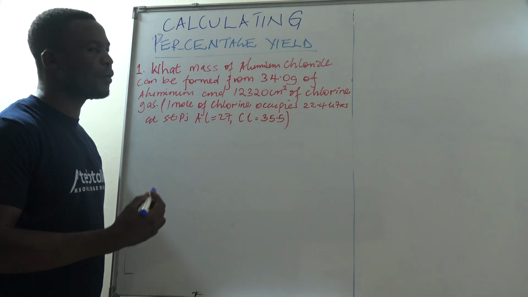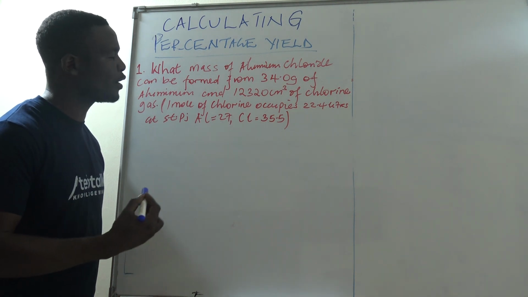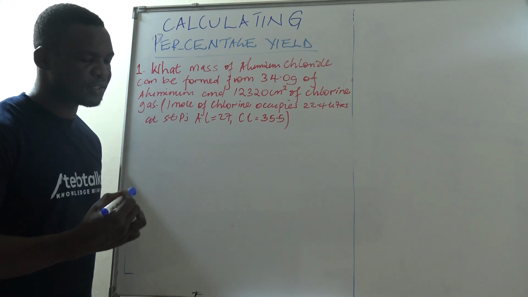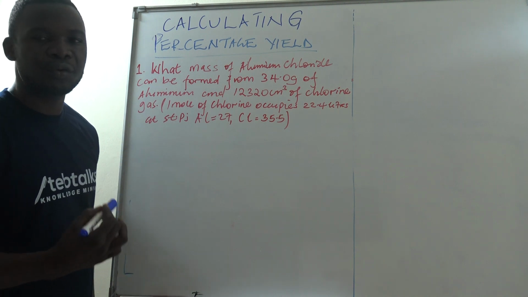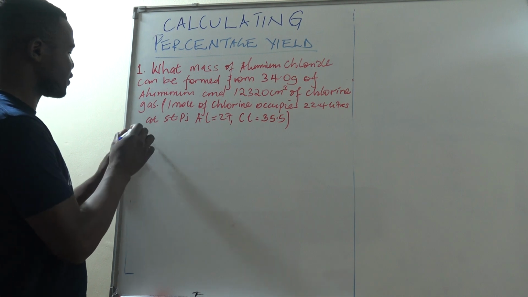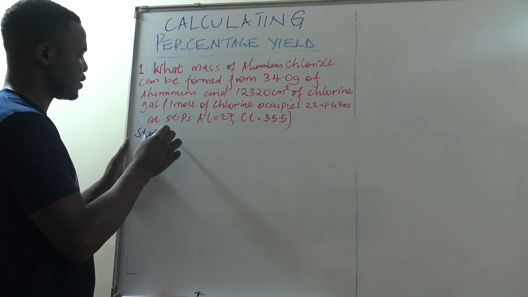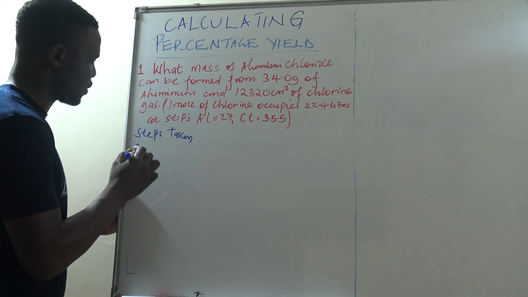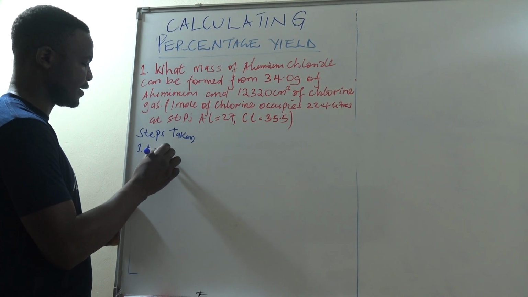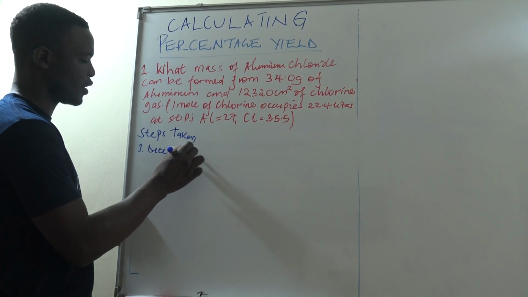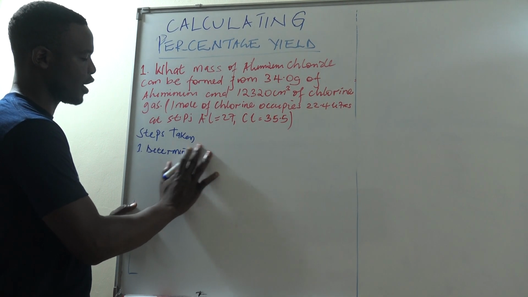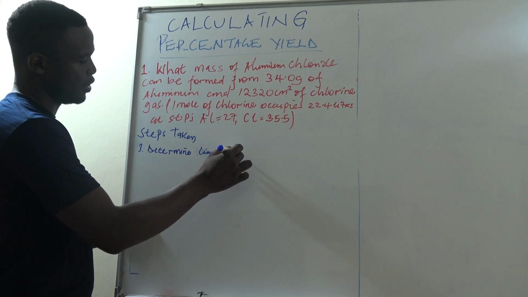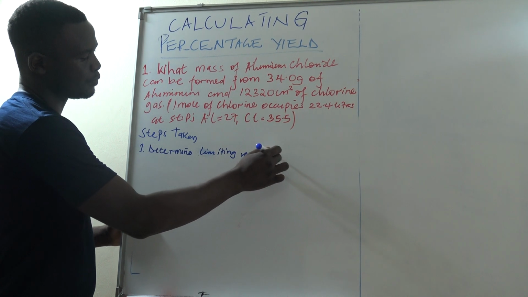In this video, we are going to learn how we calculate percentage yield. In calculating percentage yield, we go through a series of steps that I will first list for you. Steps taken. Step number one, you must first determine the limiting reactant. Step one is saying that you determine the limiting reactant.